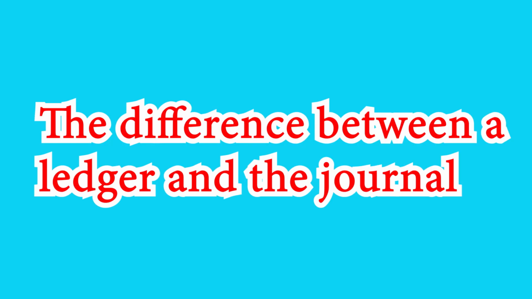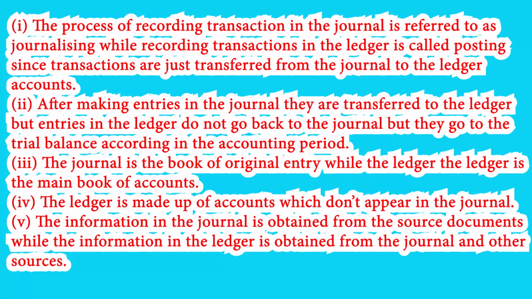Let us now look at the difference between the ledger and the journal. So the first difference: the process of recording transactions in the journal is referred to as journalizing, while recording transactions in the ledger is called posting, since transactions are just transferred from the journal to the ledger account. The second difference: after making entries in the journal, they are transferred to the ledger, but entries in the ledger do not go back to the journal; they go to the trial balance according to the accounting period.